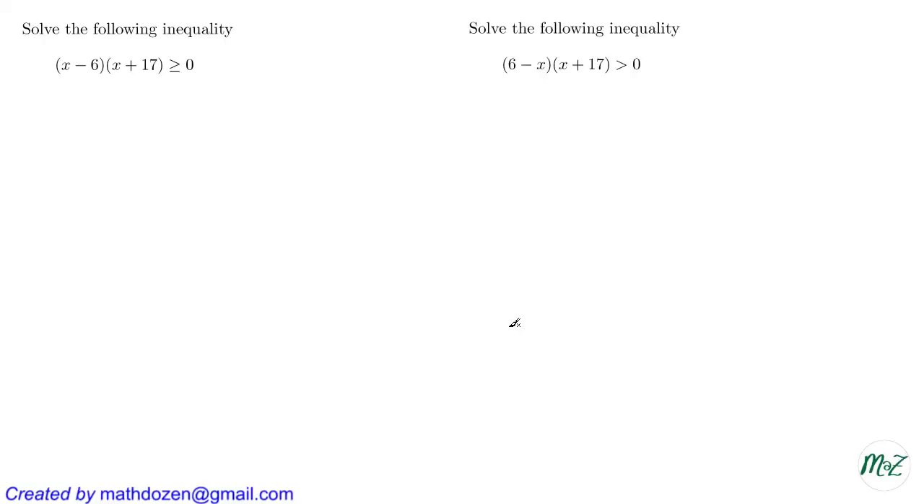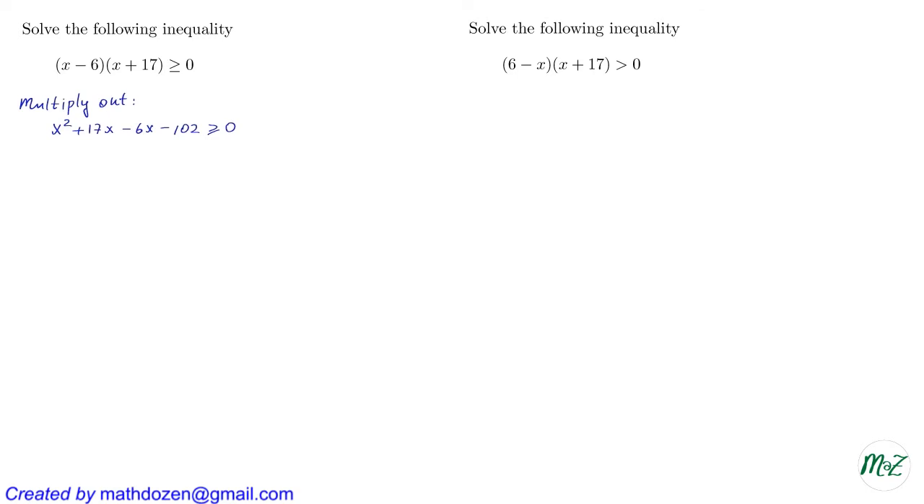We're gonna solve the following couple of inequalities. So we're gonna start with the inequality on the left, the parenthesis with x minus 6 multiplied by x plus 17 being greater or equal than 0. So to get moving, we start by multiplying the expression out.